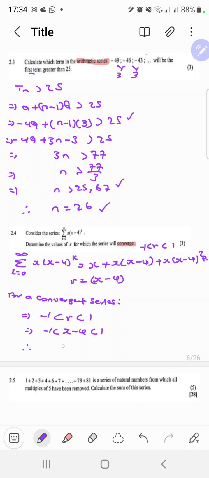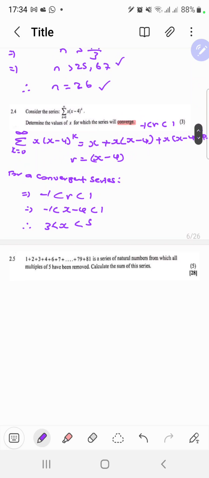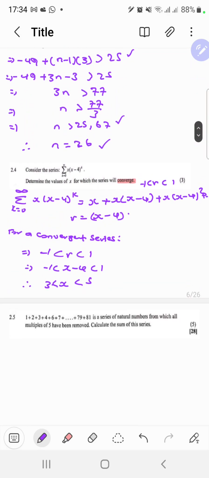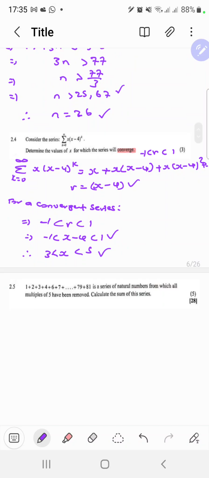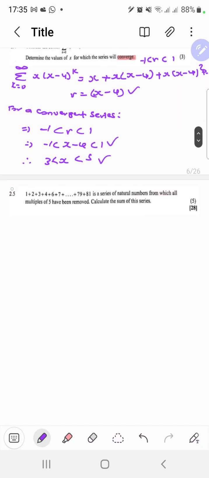Therefore, our x, so when you transpose this 4 to this side, it becomes a 5. Transpose this 4 to that side, it becomes a 3. So that is the values of x for which this series will be convergent. Okay, not a problem. Again, an easy 3 marks here. Finding r is key. And then, of course, substituting into this equation, and then the final answer is where you get those marks. Okay, let's look at this one.